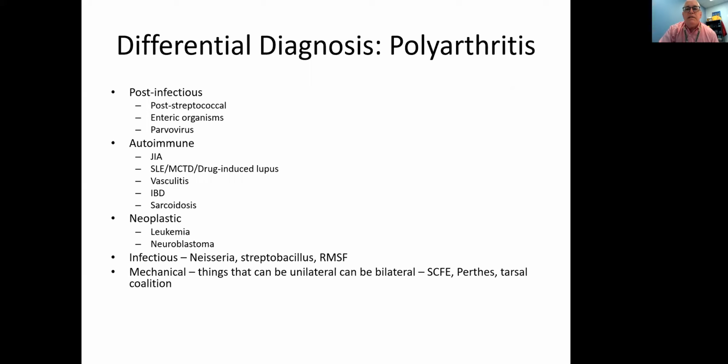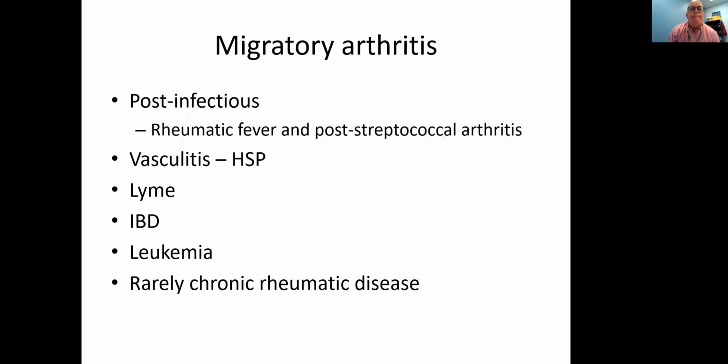Mechanical polyarthritis, again, this is not arthritis, but they can present with painful limited motion. Any of the things we talked about mechanically that can be unilateral, there's a certain percentage that can be bilateral. So having an awareness for that is important.